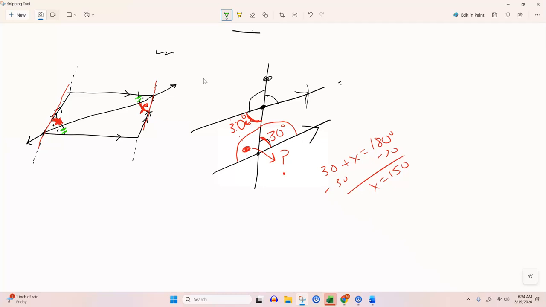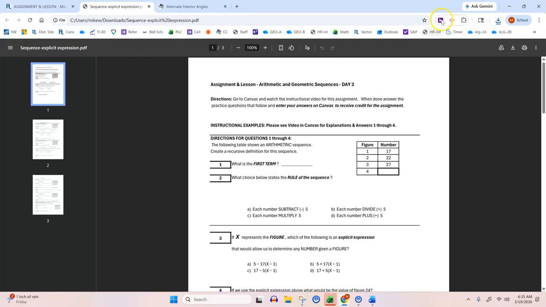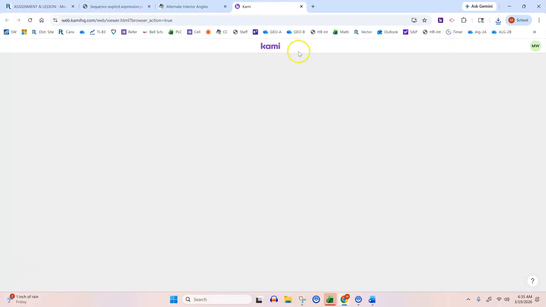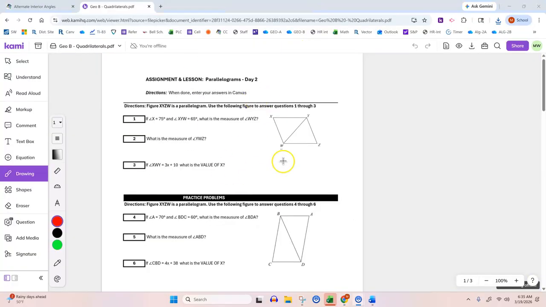Okay, so I'm going to go to the assignment now. Go ahead and open the assignment, and remember to open it up in Kami, so you can mark it up. When you open it up, you see this problem right here, okay? So let's go ahead and do question number 1.